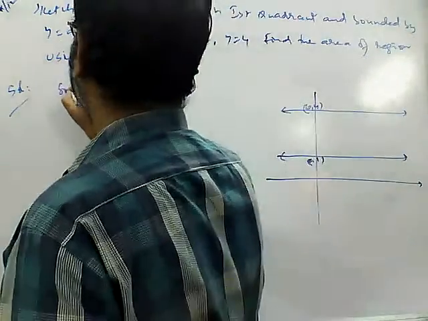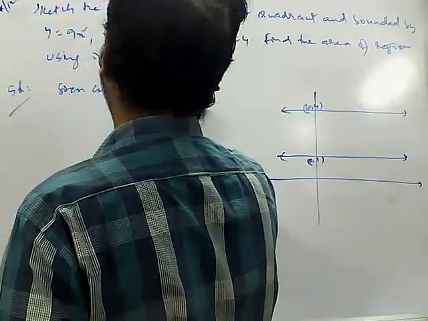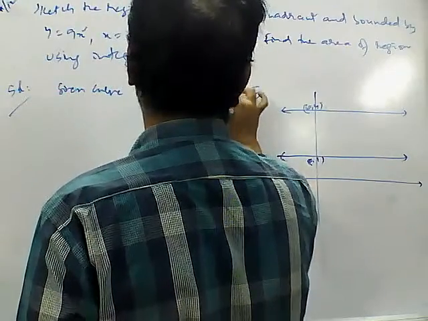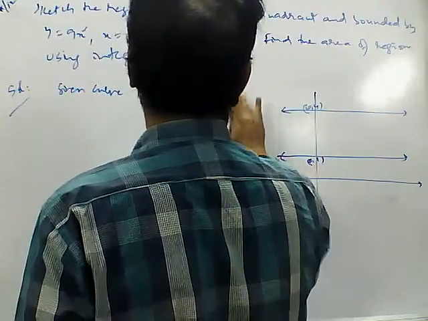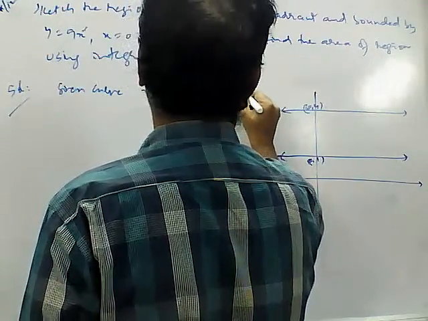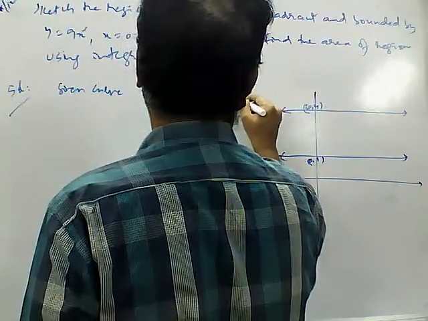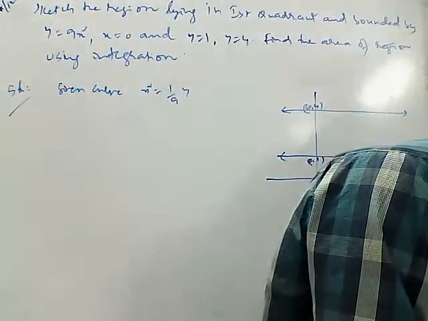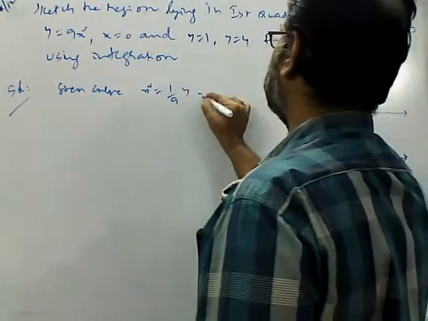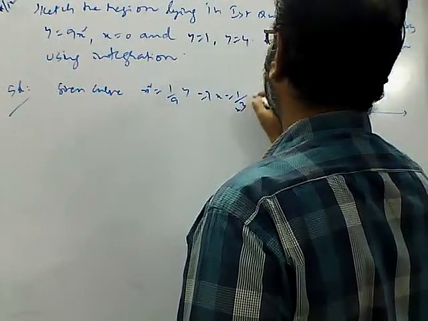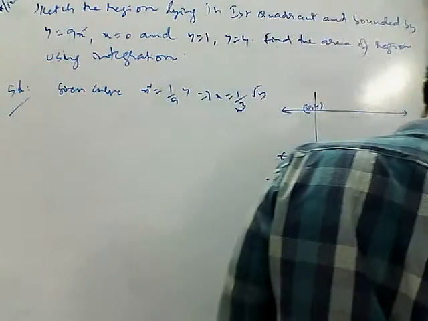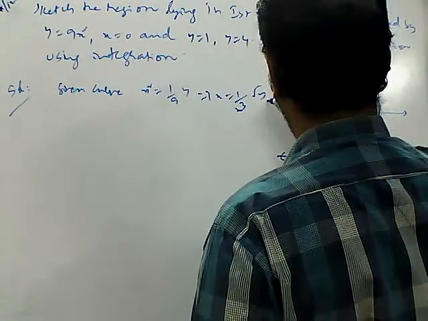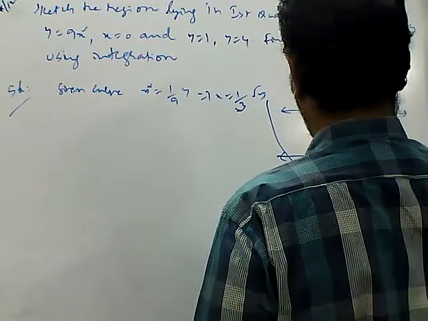So the given curve is x square is equal to 1 by 9 y, so x is equal to 1 by 3 root y. x square equal to 4ay means it will be an upward curve. x is equal to 1 by 3 root y. So this is the curve you will be getting.